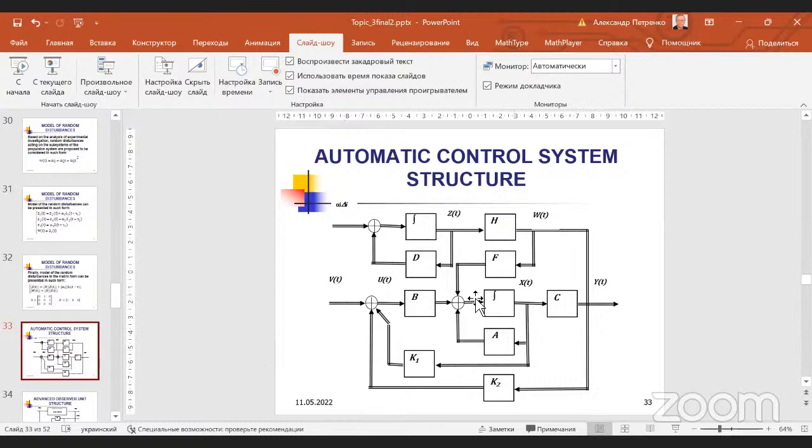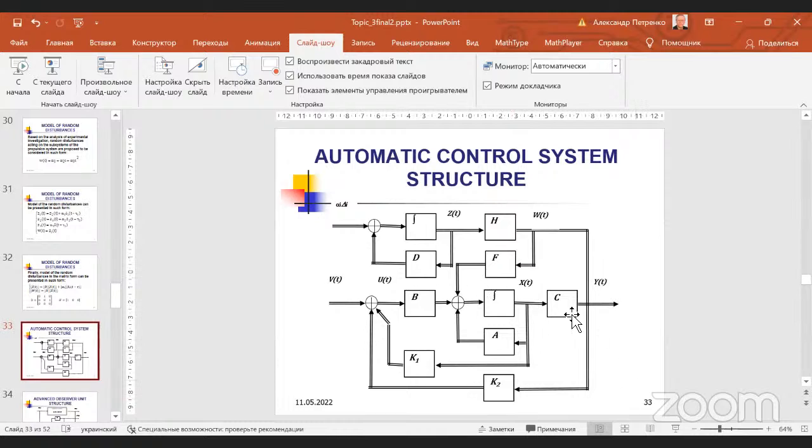So here is our object of control with matrix A, B, C. This is the mathematical model of our object of control. Here is the mathematical model of casual disturbances. And here you can see matrix K1 and matrix K2, which give us the possibility to obtain a closed system.